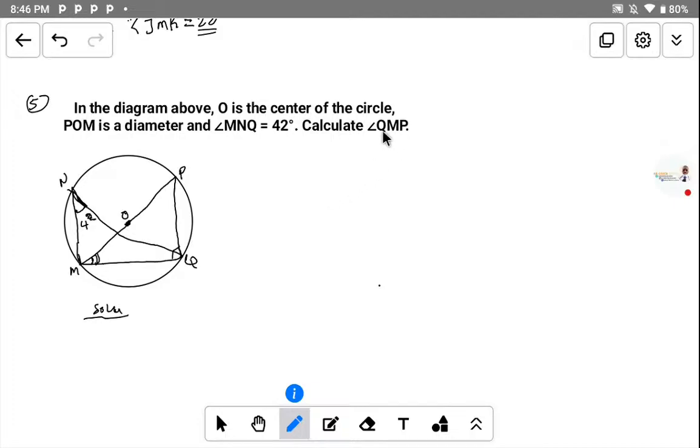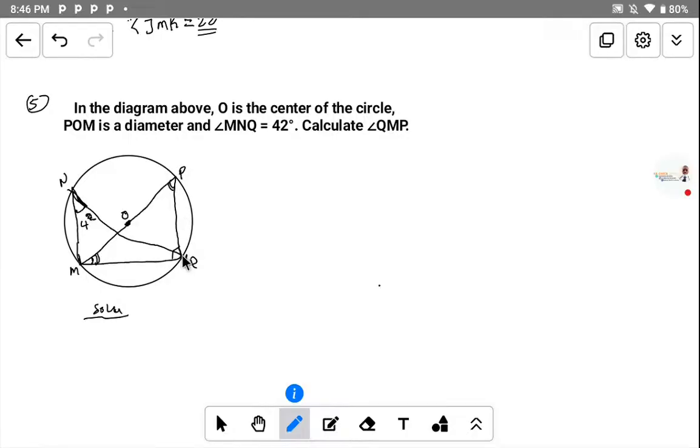But the question asks us to find QMP, so we want to find angle M here. To find this angle, we have a triangle: MPQ is a triangle. In order to solve this, you have to know that the sum of the angles in a triangle is equal to 180. But we don't know the value of P. The angle P is not given.